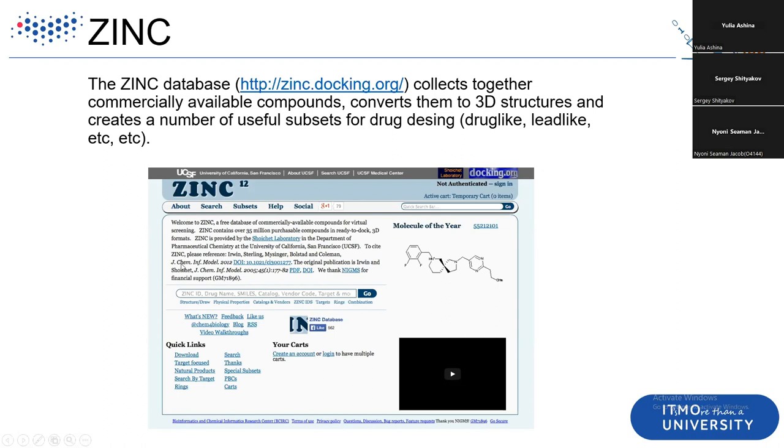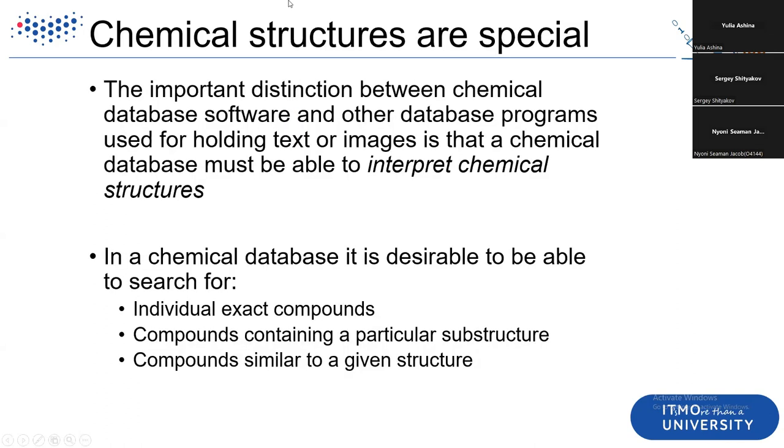The ZINC database is also integrated in Python protocols. It's possible to obtain it via Python scripts, analyze the descriptors, screen them, and access the database by providing SMILES, catalog, vendor code, drug name, or ZINC ID, so different IDs to access the right molecules. And the chemical structures are special. Therefore, it is important to discriminate between chemical database software and other database programs using text and images, where the chemical database must be able to interpret chemical structures.